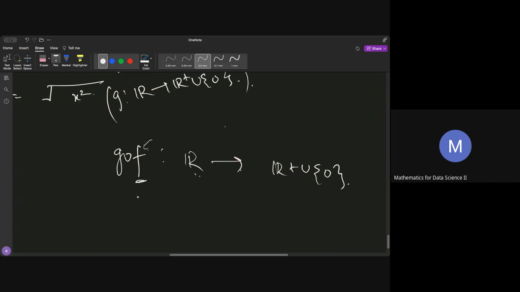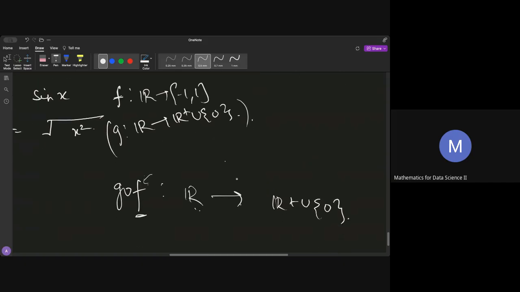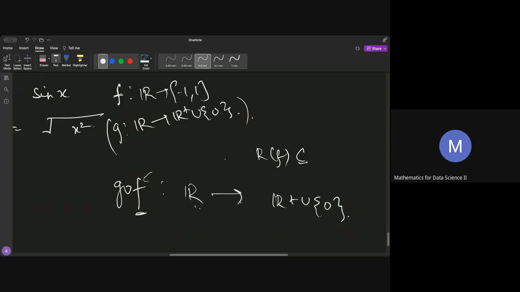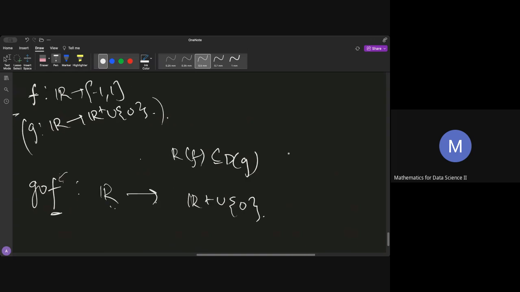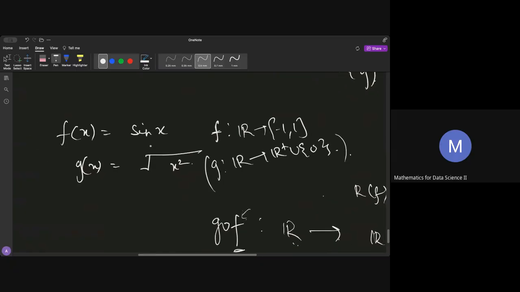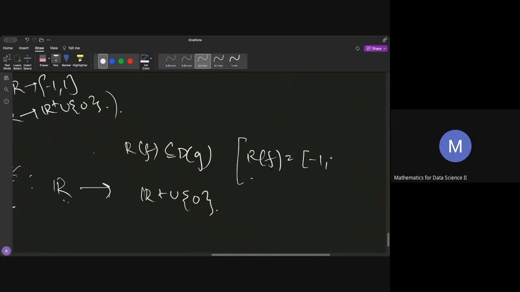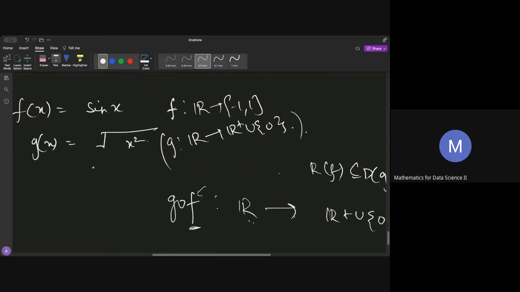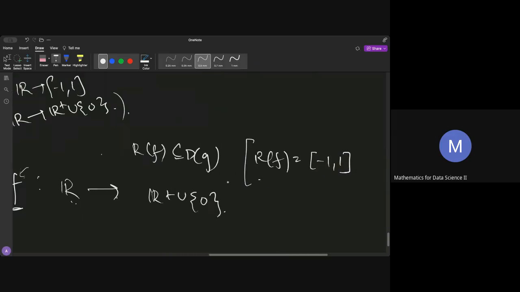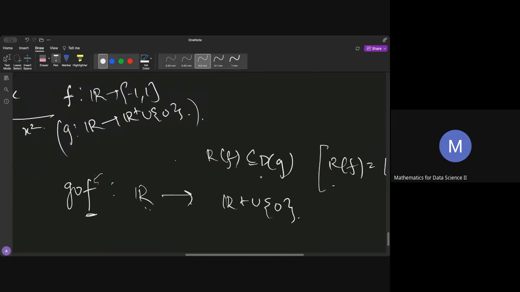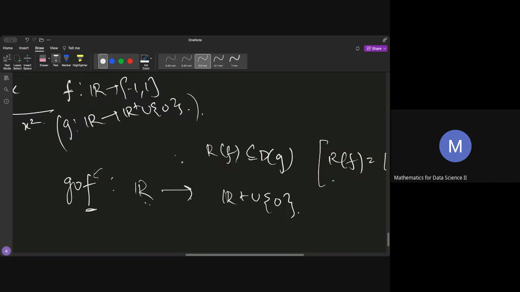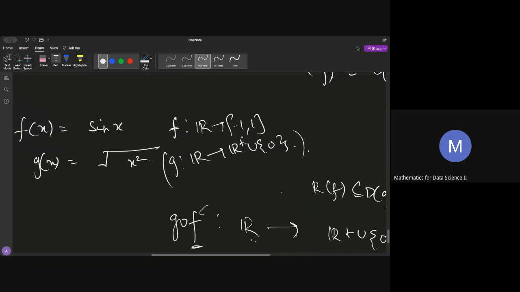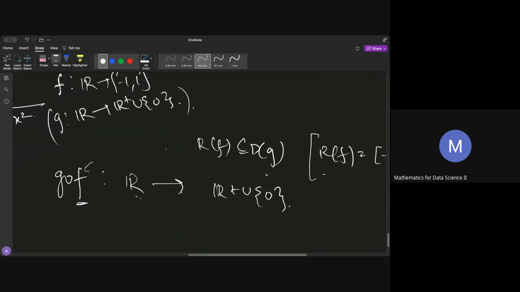Now let's see if it's valid or not. For the validity, I just need that the range of F should be contained in the domain of G, right? The range of this inner function should be contained in the domain of the outer function. Is it true? Let's see. The range of F, this is the F function, is minus 1 to 1. And the domain of G is R.